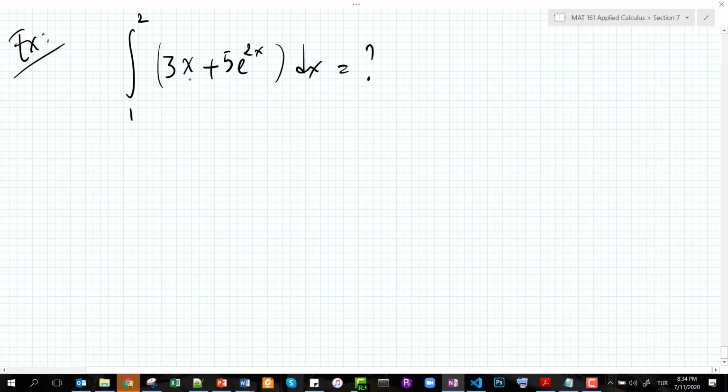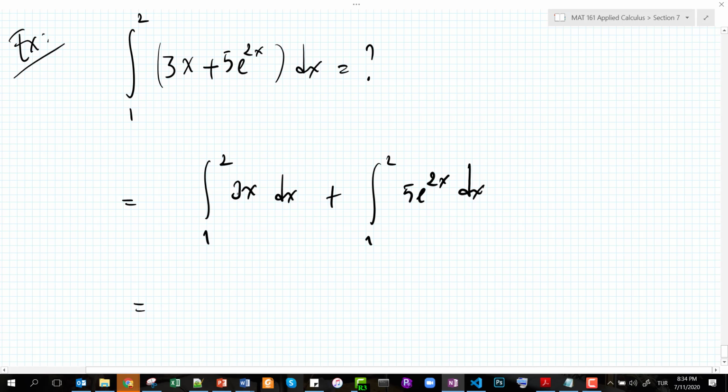Let's look at this example. As you see, I'm just adding a polynomial and an exponential function. I can't integrate at the same time. I want to use the features. So that is how I'm going to use them. I can split this up into the integral from 1 to 2 of 3x dx plus the integral from 1 to 2 of 5e to the x dx. And also I can use the constant multiple feature, which lets me take these out. Let me do that. 3 can be written in this way, and then 5 can be written in this way.